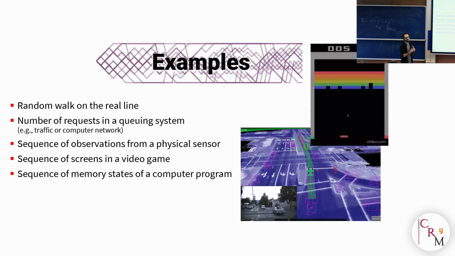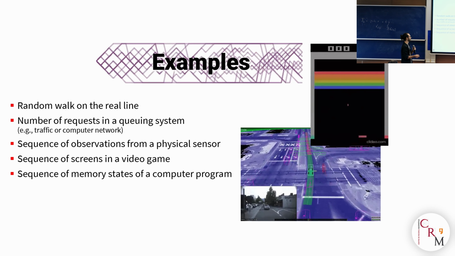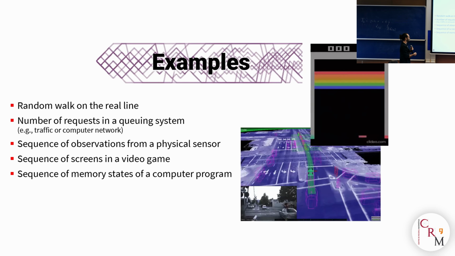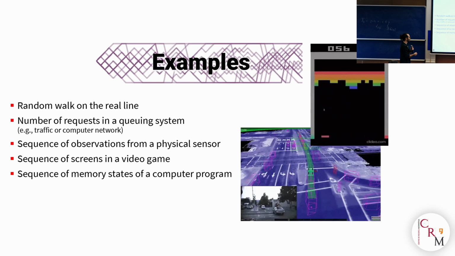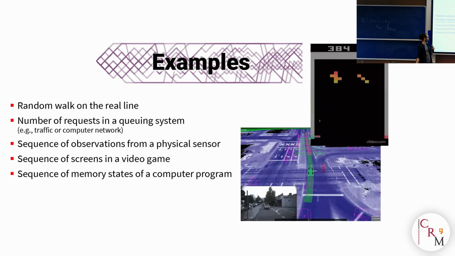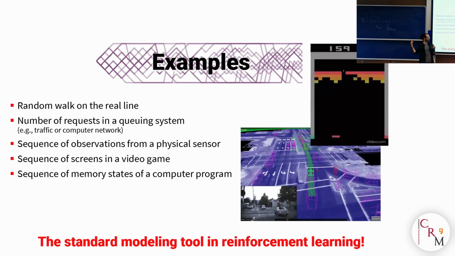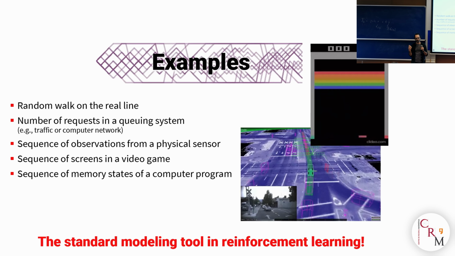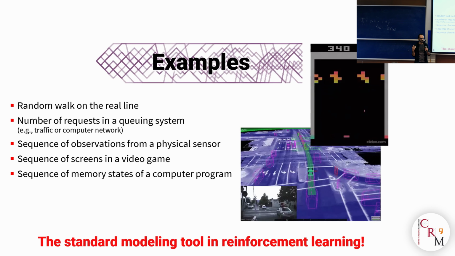Or sequence of observations from a physical sensor, as I'm illustrating over here. This can be often modeled as a Markov chain. Sequence of screens in a video game. These are all classical applications in reinforcement learning. Or another curious one that I'm going to return to later is a sequence of memory states of a computer program. And I guess the main reason to be excited about Markov chains, at least for many people in machine learning, AI, and so on, is that this is really the standard modeling tool in reinforcement learning.